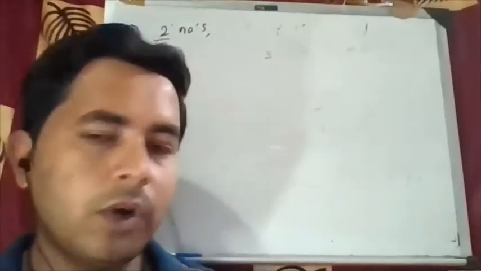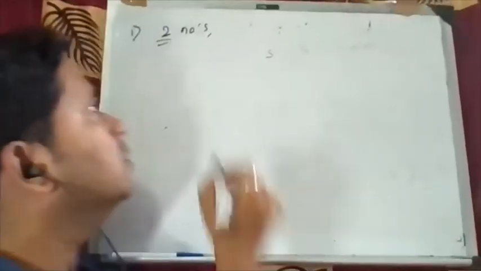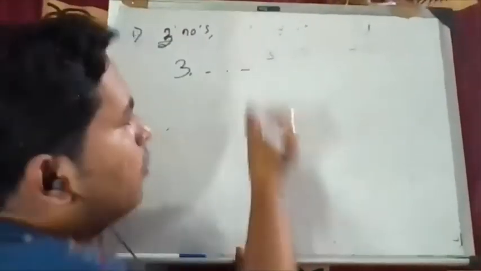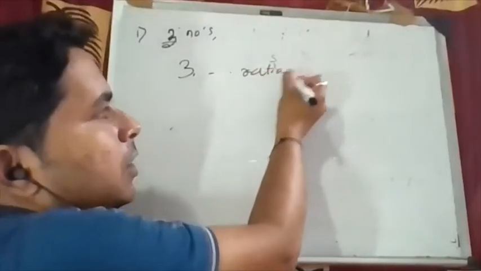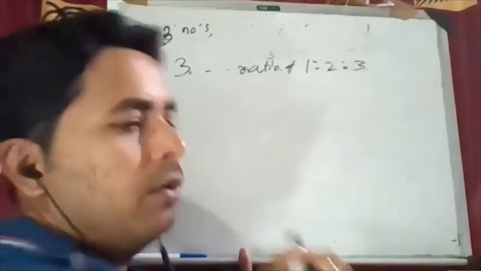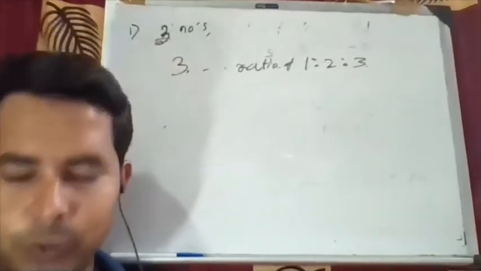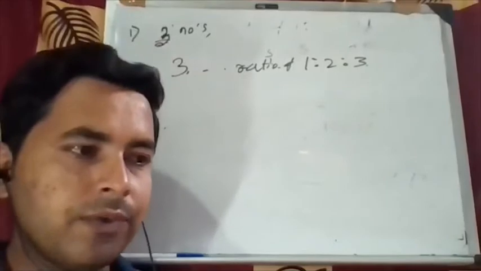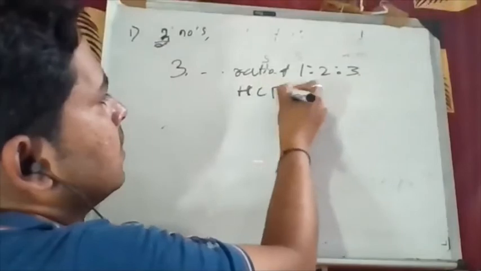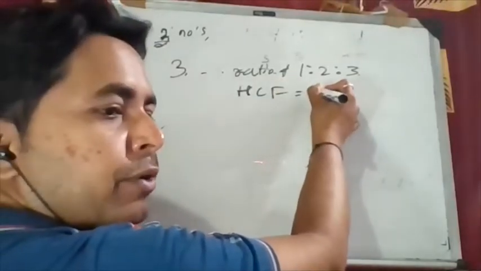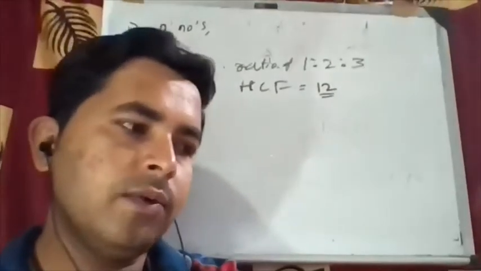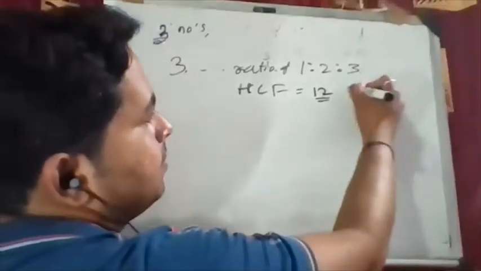Same question, but now I'll take three numbers. There are three numbers which are in the ratio of 1:2:3, and their HCF is 12. They are asking to find the numbers.